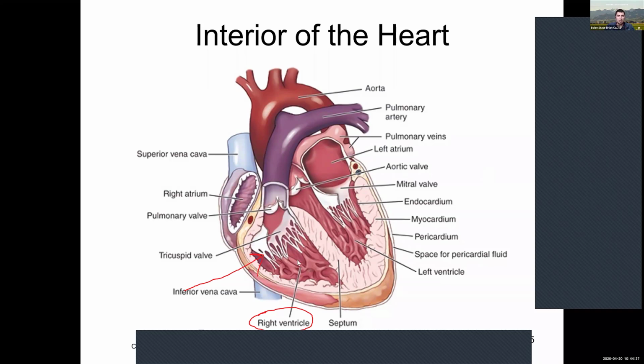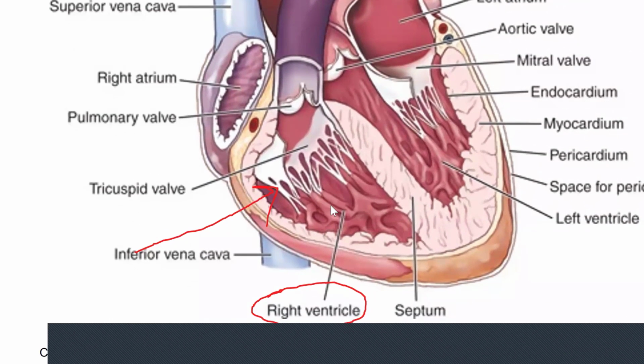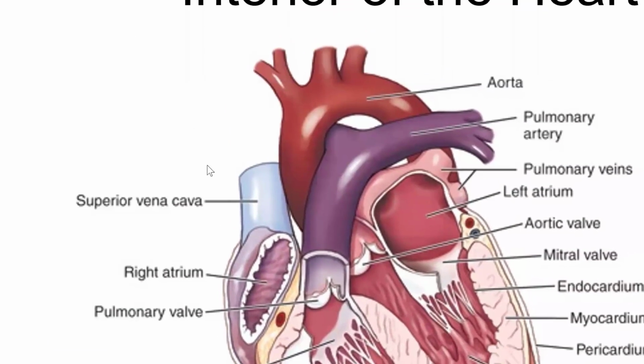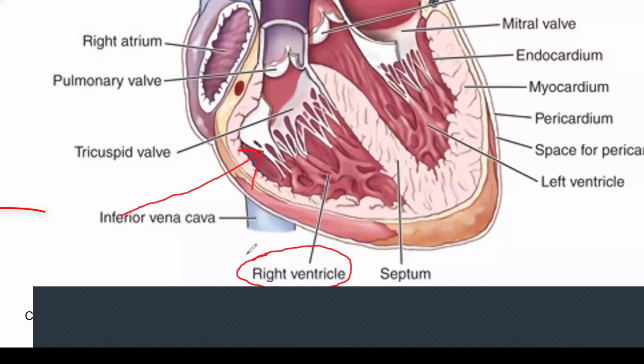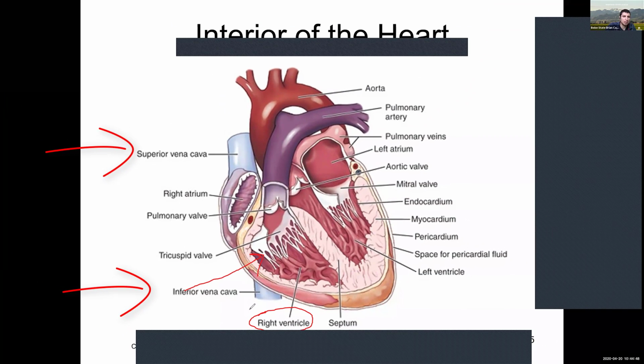So for the right heart, blood is going to come in from the superior vena cava and the inferior vena cava. This blood is going to be flowing in from the bottom of your body into the inferior vena cava, and then from the top of your body, upper extremities and head, from the superior vena cava.